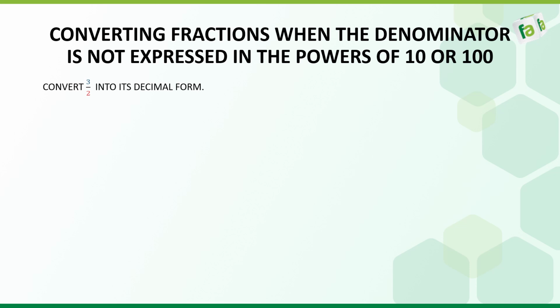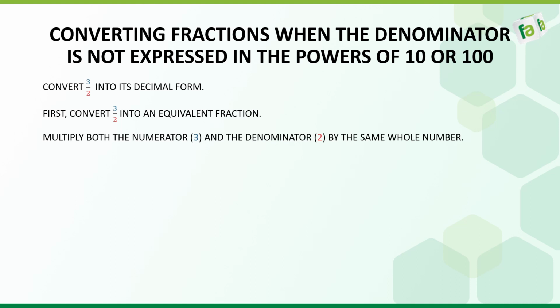Now, convert 3 by 2 into its decimal form. Such fractions cannot be converted into decimals directly, unlike the previous question. Here, we need to use a different methodology. First, we will convert 3 by 2 into an equivalent fraction. How can we do that? It's quite simple. By multiplying both the numerator 3 and the denominator 2 by the same whole number, we can create an equivalent fraction.